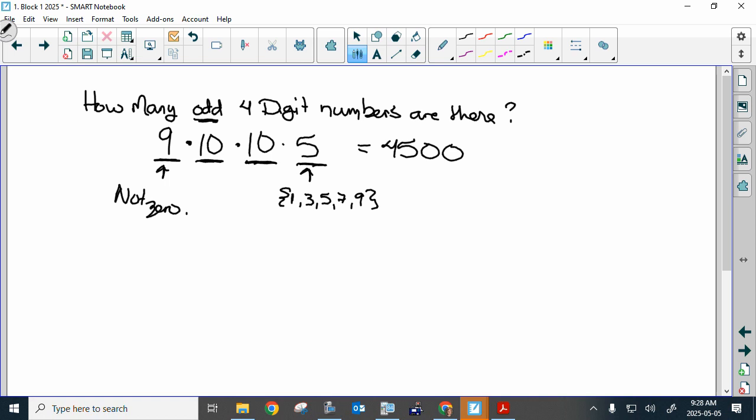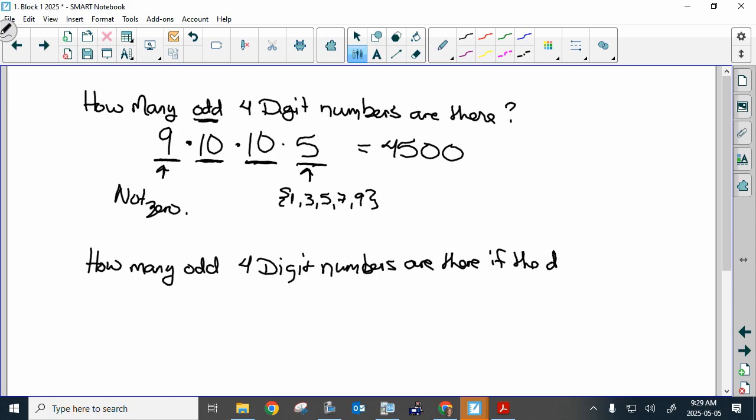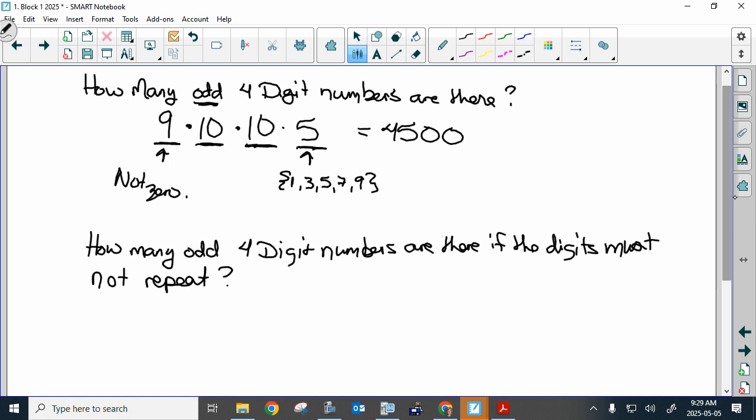Now, what if I did say this? How many odd 4-digit numbers are there if the digits must not repeat? Always deal with this restriction first. Okay, so we still have a 4-digit number, but I've changed the wording a little bit.